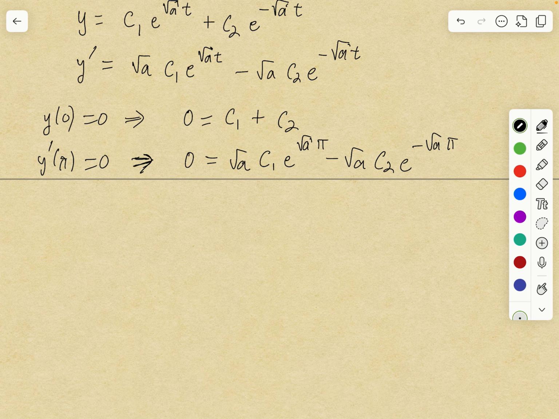Okay, what can we do with that? So if you look at the second equation, what can we do to simplify this? I mean, look at the constants here. We have a square root of a times c1 times e to the root a t. Root a pi. What am I doing here? Oh, I just somehow replaced the t's with pi's. Wow. Yeah, that should be a t.